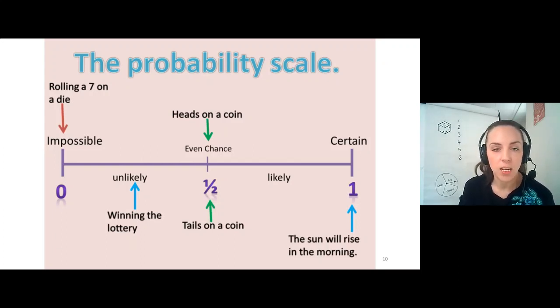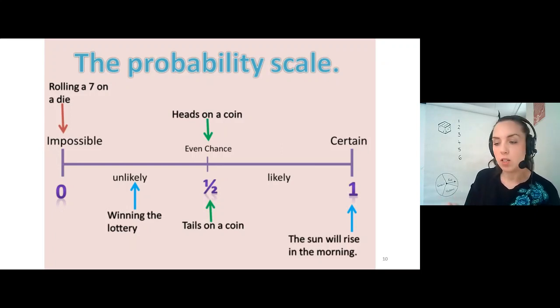So the example there is getting heads on a coin. You've got a 50-50 chance, because when you toss a coin, you can get heads or tails. There's only two different outcomes of tossing a coin. So you've got a 50-50 chance of getting heads or tails on the coin. Halfway between impossible and even chance, you've got unlikely. And the example there is winning the lottery.